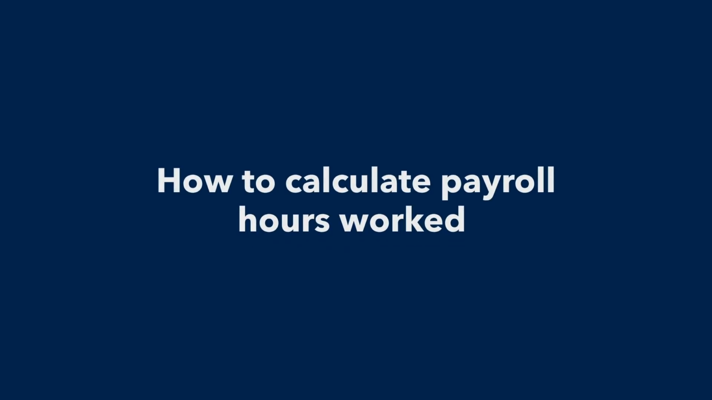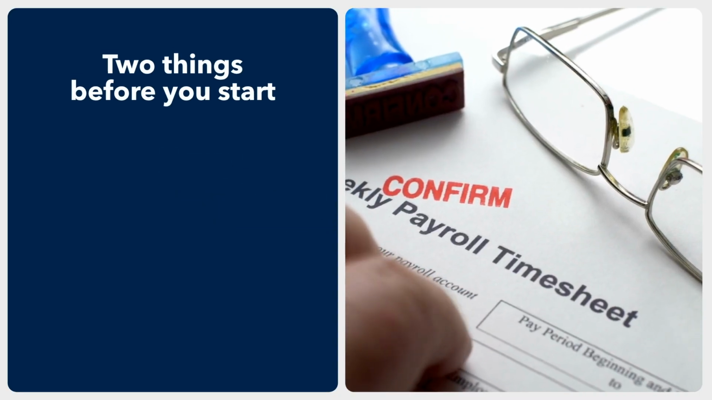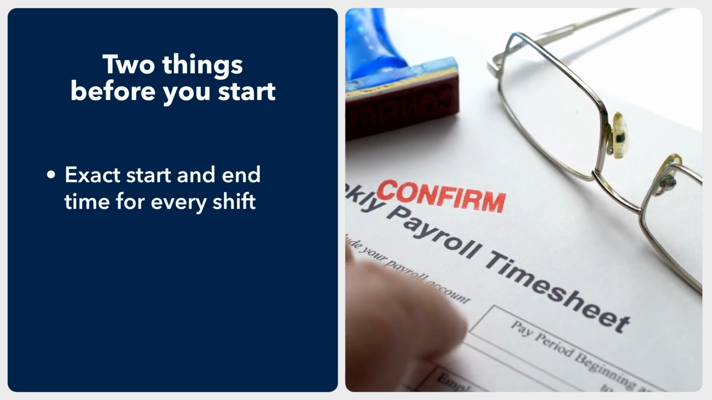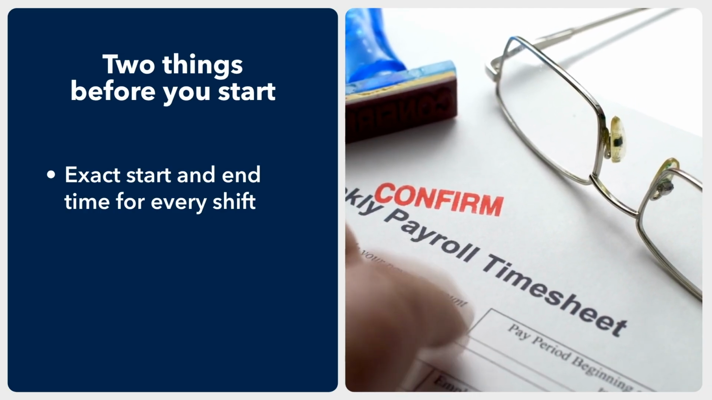How to turn raw clock in and clock out times into clean, payroll-ready hours. It takes 5 simple steps. Before any math, you need 2 things. First, the exact start and end time for every shift, including split shifts or off-site work.